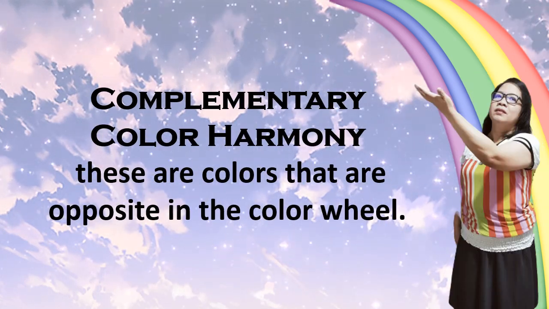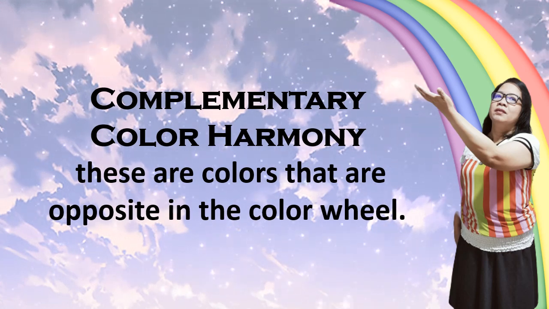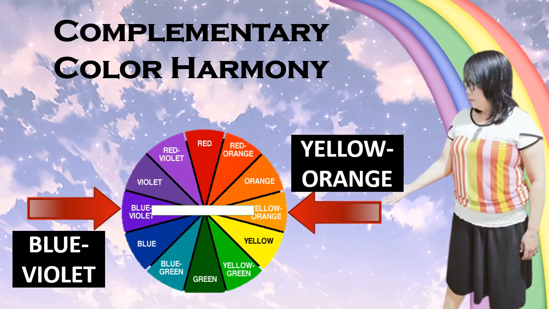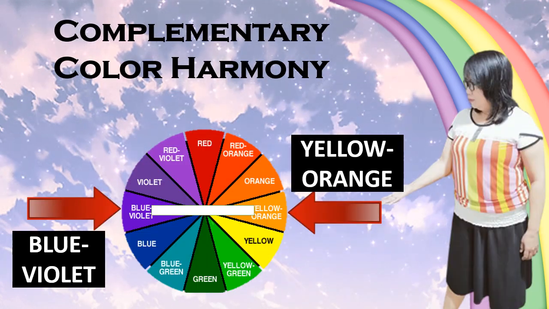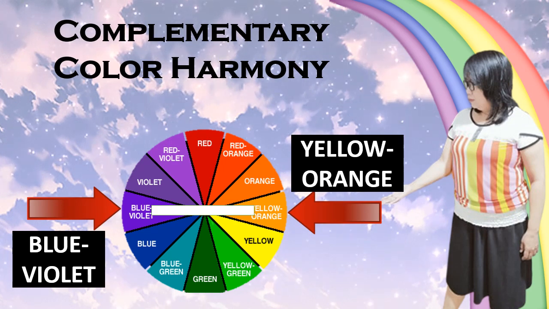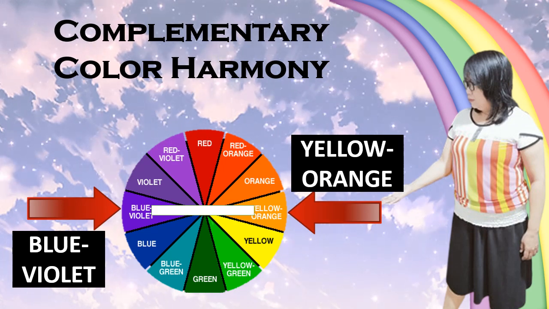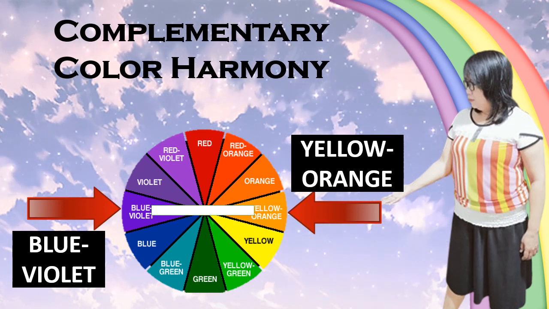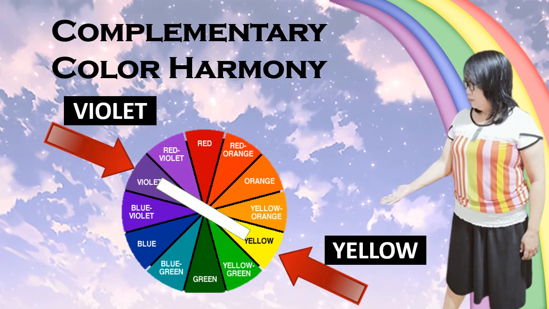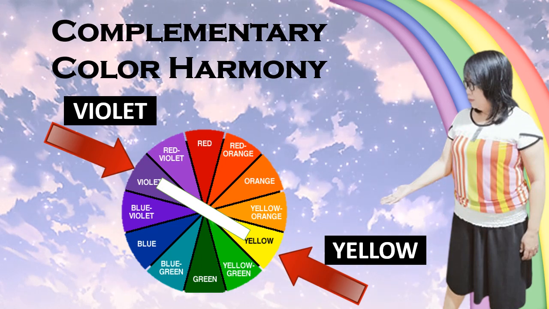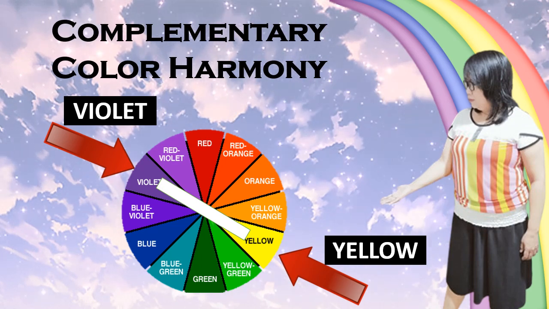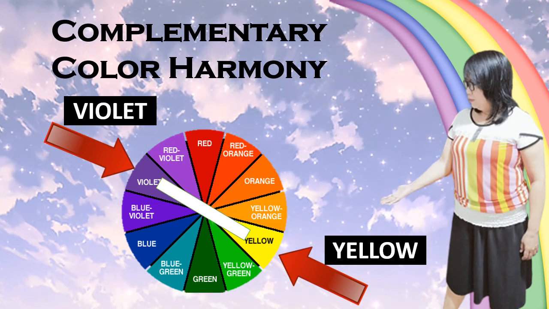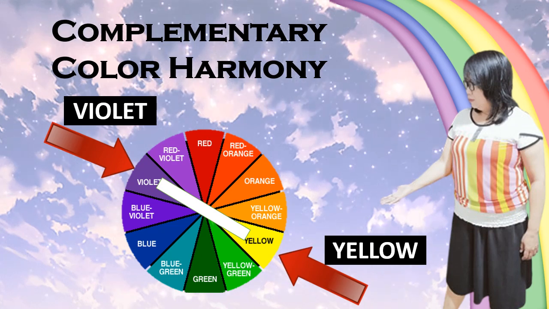Complementary color harmony. These are colors that are opposite in the color wheel. Here is an example of complementary color harmony. Blue-violet and yellow-orange. They are opposite each other in the color wheel. Another example of complementary color harmony is violet and yellow. Again, they are opposite each other in the color wheel.